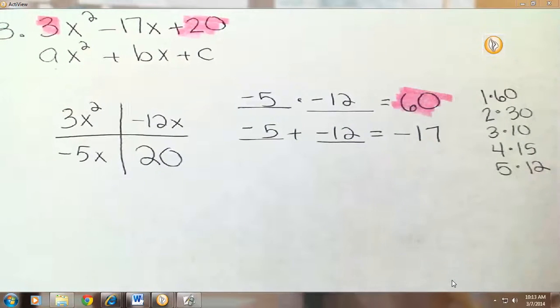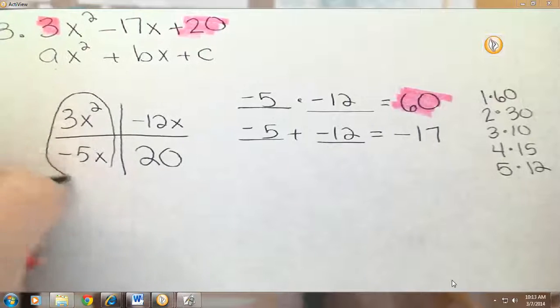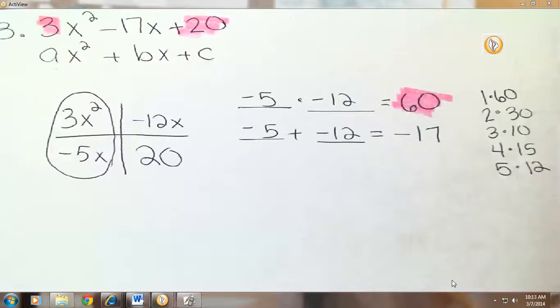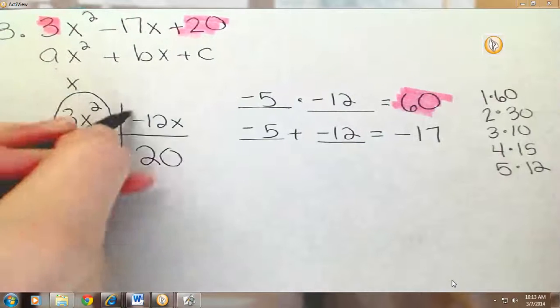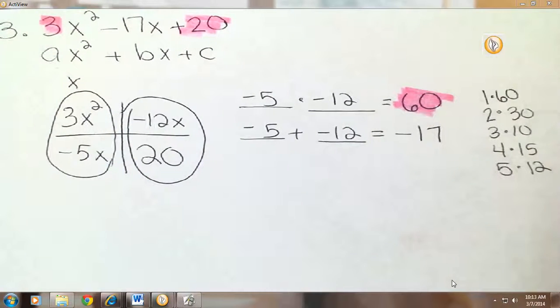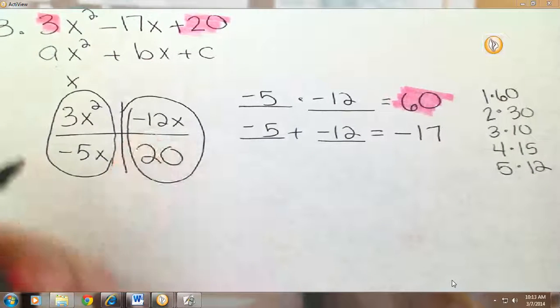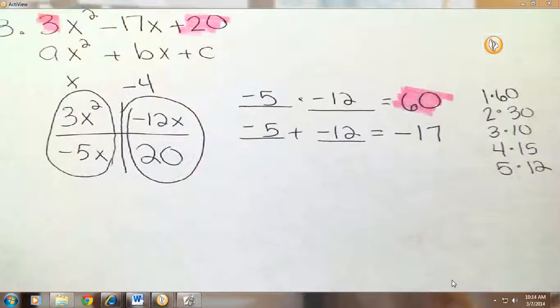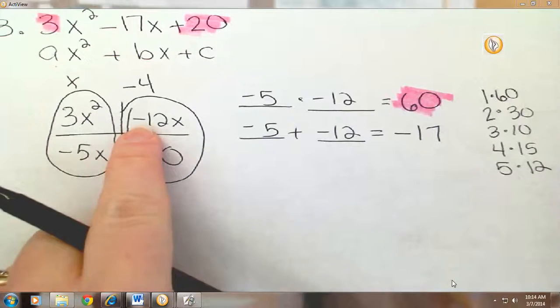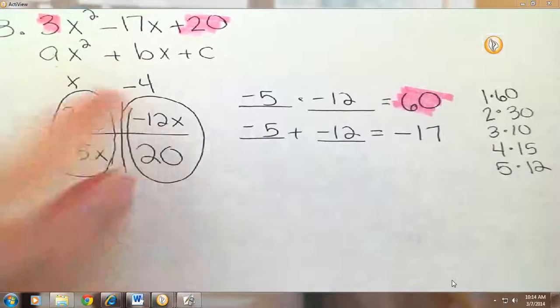And now factor. In your first column, what is your greatest common factor? Not 3x. X. What about your second column? Negative 4. 4 goes into 20. Why did we use a negative 4 as opposed to a positive 4? Good. The first number in our column is a negative, so we will factor out a negative.